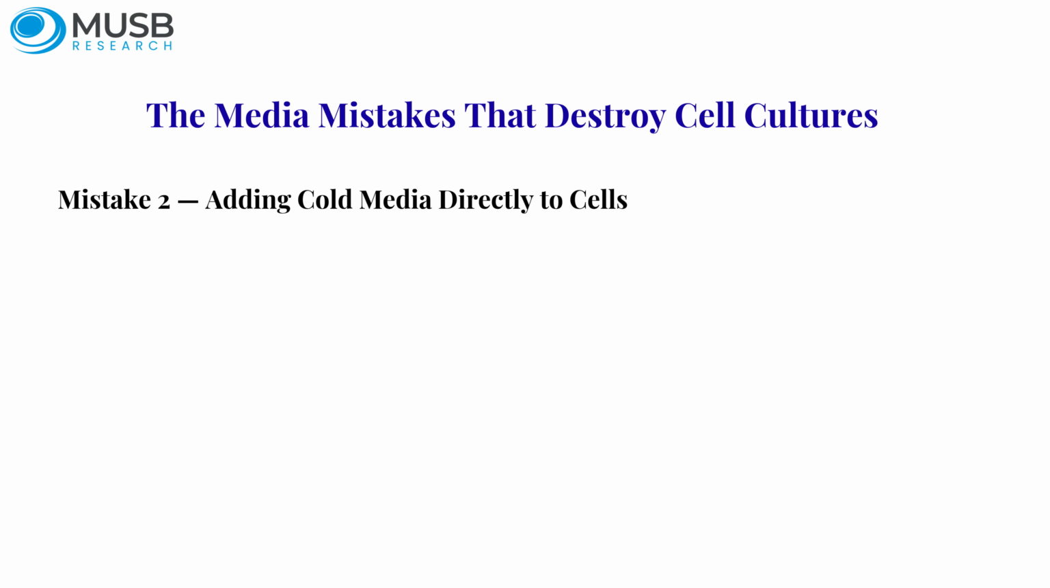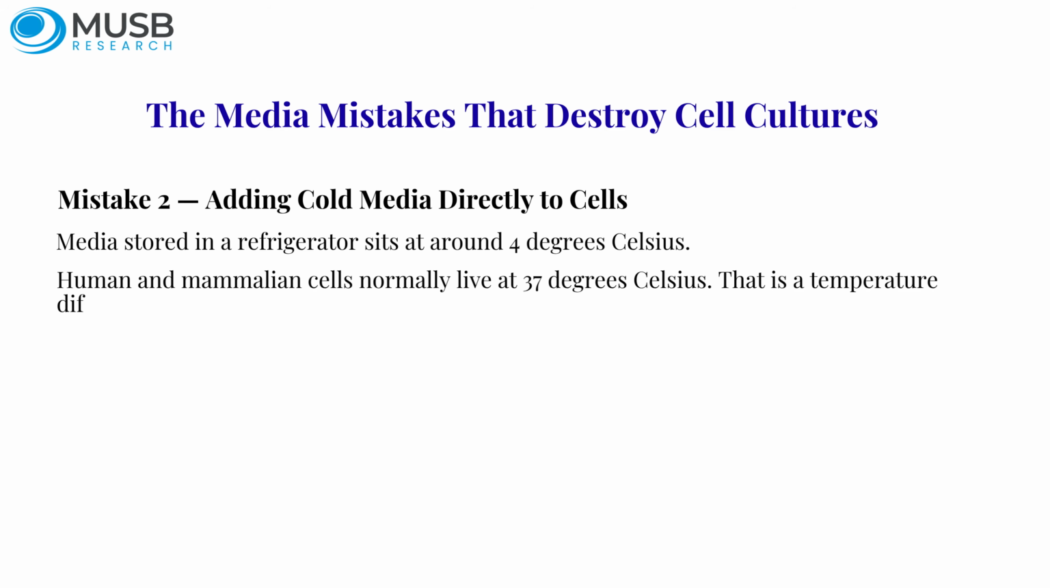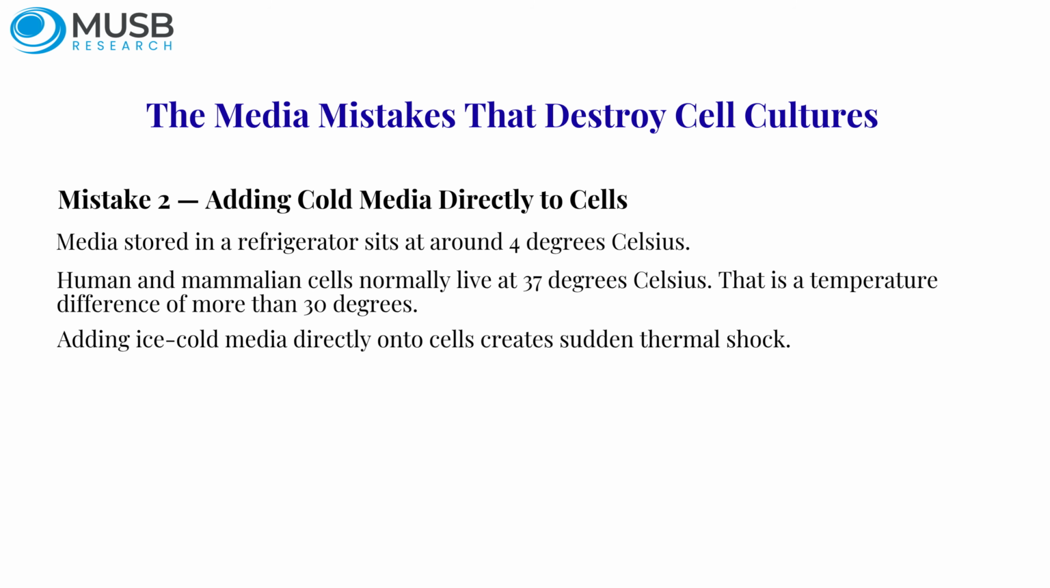Mistake 2. Adding cold media directly to cells. This mistake looks harmless, but cells experience it immediately. Media stored in a refrigerator sits at around 4 degrees Celsius. Human and mammalian cells normally live at 37 degrees Celsius. That is a temperature difference of more than 30 degrees. Adding ice-cold media directly onto cells creates sudden thermal shock.